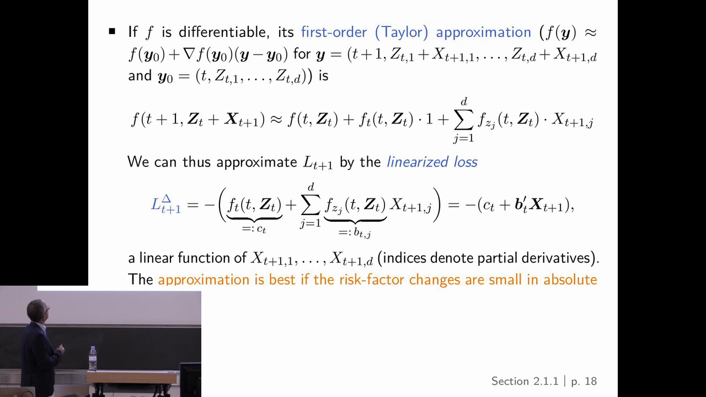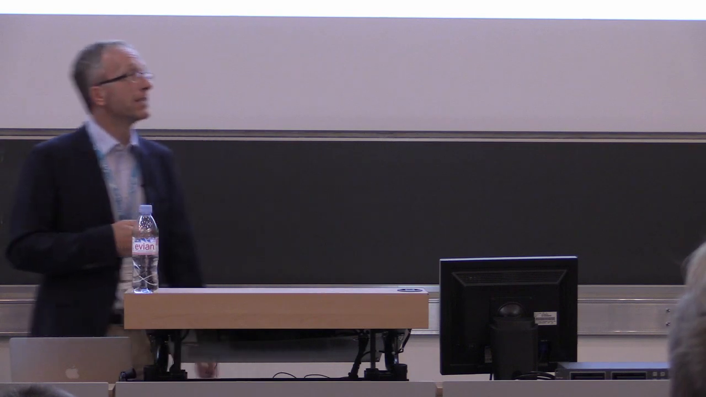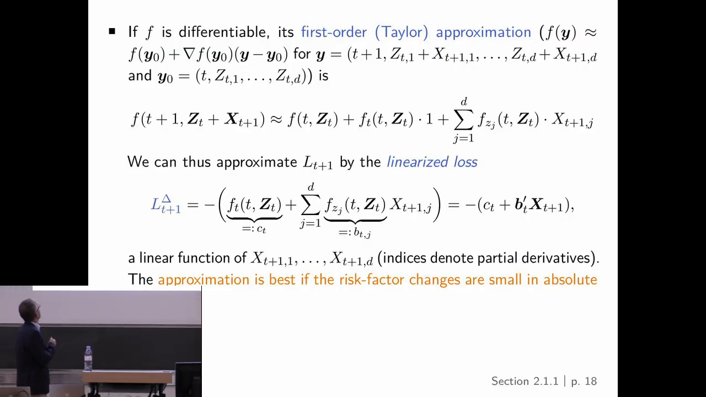And so we can approximate L_{t+1} by the linearized loss L^Δ_{t+1}. The delta here has nothing to do with delta t, but it's this delta from option pricing. It's also known as the delta normal method, and the delta is the first derivative of an option with respect to the underlying, and that's why the whole thing got its name, and that's why we have the delta in our notation. L^Δ_{t+1}, the linearized loss from t to t+1, is given by the time derivative, that's a constant, plus the sum over j equals 1 up to d of the derivative with respect to the risk factors times X_{t+1,j}. And this is a linear function of the underlying risk factors.